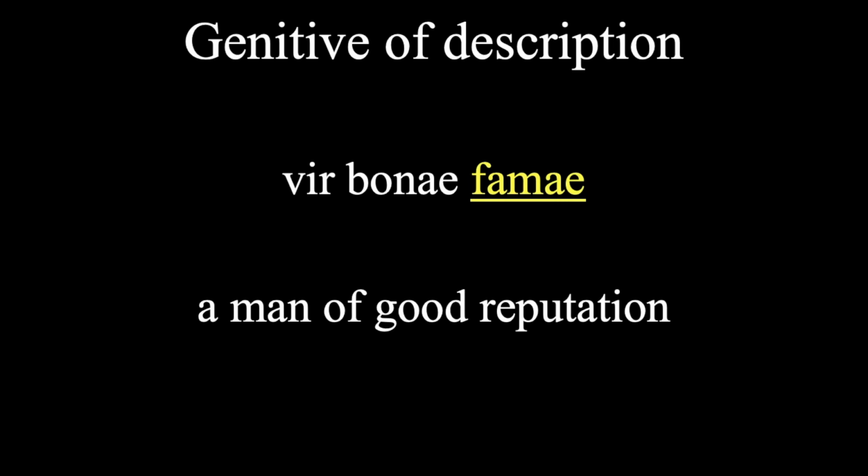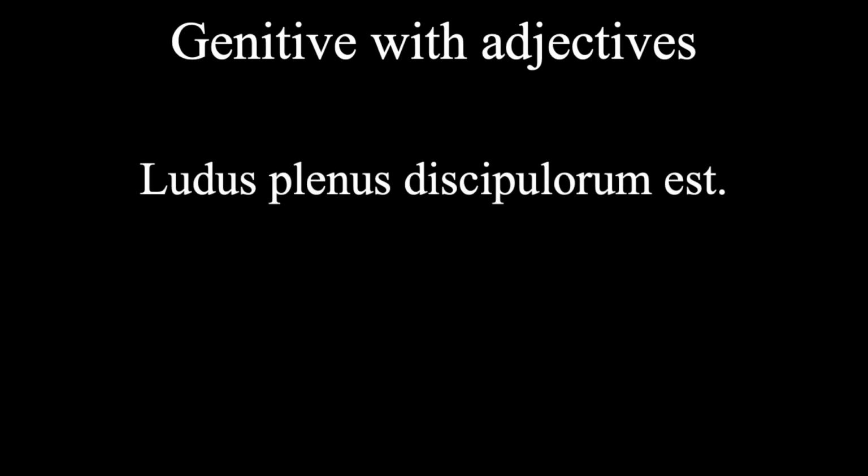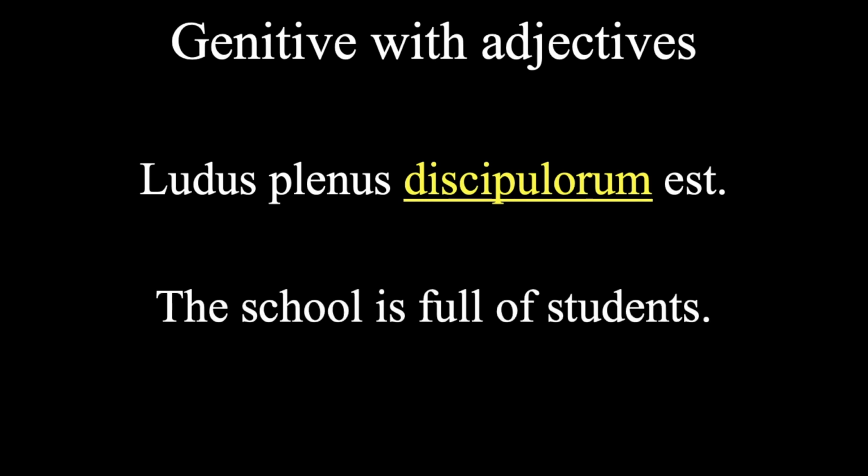Okay, the last thing we'll discuss here is genitives combined with adjectives. There are certain adjectives that will be followed by a genitive. Here's one example. Ludus plenus discipulorum est. Plenus is the adjective here, describes ludus, and plenus means full, as in plentiful or plenty. So this is a fairly easy one because we can just deal with discipulorum the same way that we've dealt with other genitives by adding the word of. So when we add of, we get the school is full of students.